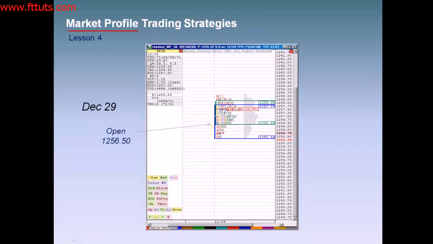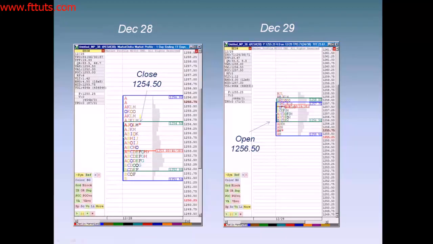So on the 29th, we open at 1256.50. And if we go back to look at the 28th, 1254.50 is where we closed, and this is where we opened. And now I want to draw your attention to something rather interesting or important. When prices started to move to the upside, how much further did they really go from the open? If you count the TPOs, you will find that they really did not go that much higher.